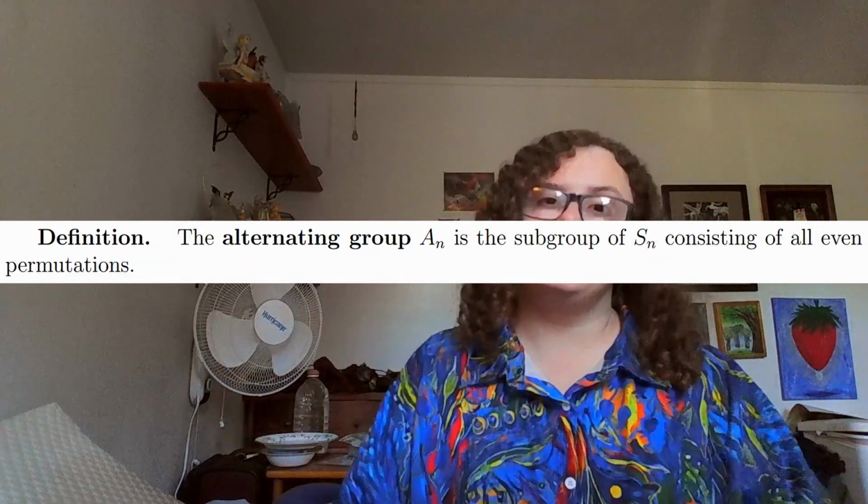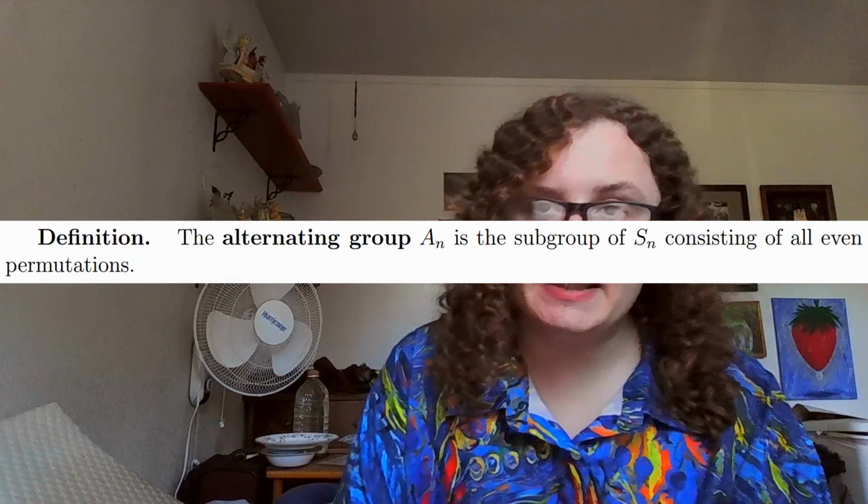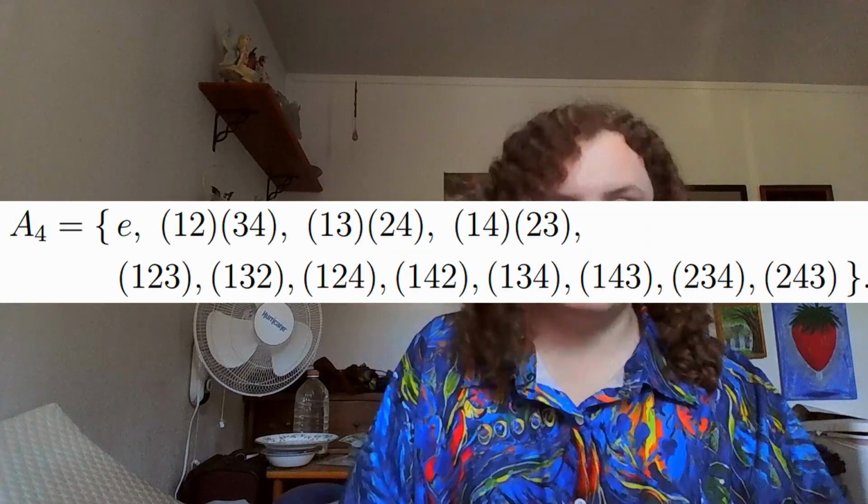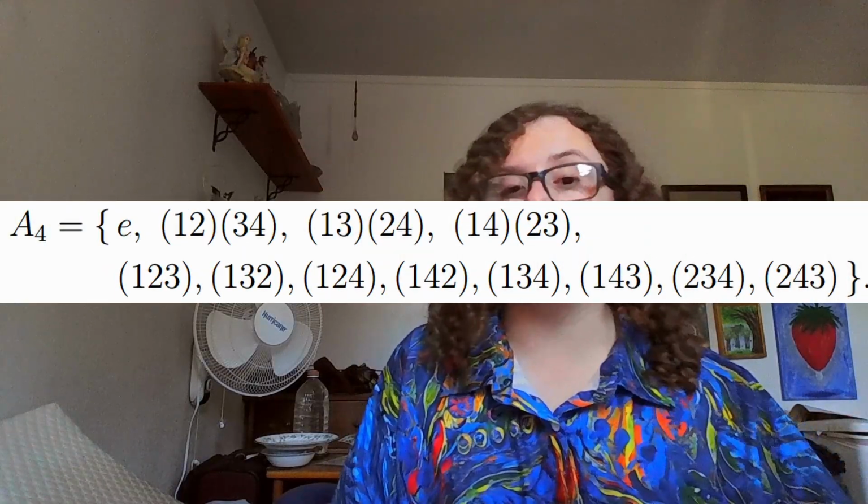Definition. The alternating group An is the subgroup of Sn consisting of all even permutations. In S4, there are 24 permutations. Exactly 12 are even, so the cardinality of A4 is 12. The two cosets of A4 in S4: we now describe explicitly the two cosets that make up S4 divided by A4. The even coset, which is A4 itself, is here. The odd coset, the complement of A4, is here.